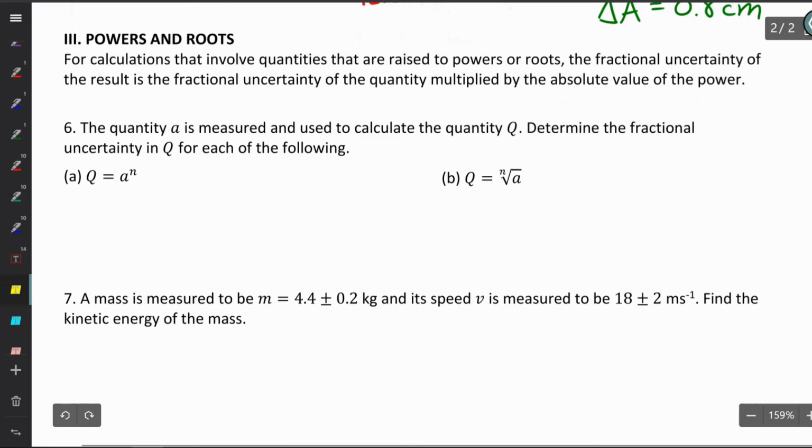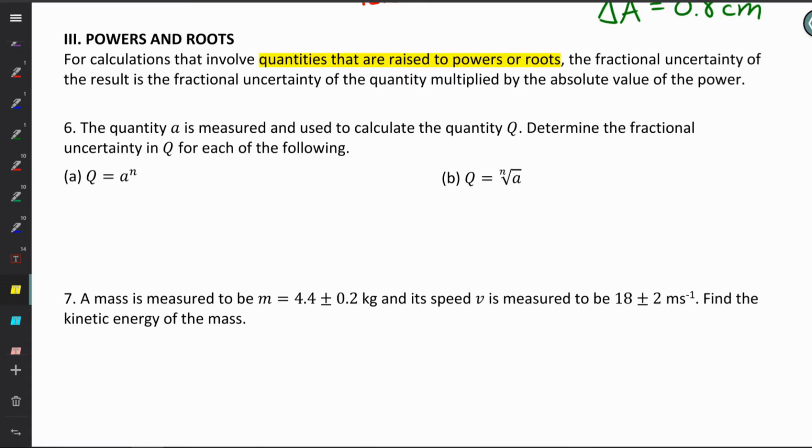Calculations that involve quantities that are raised to powers or roots, like square root of 2 or to the second power, happen a lot in physics, especially when you have, for example, kinetic energy, 1/2 mv squared. So we see these powers all the time in physics. And so we should probably know how to handle the uncertainty in those quantities.